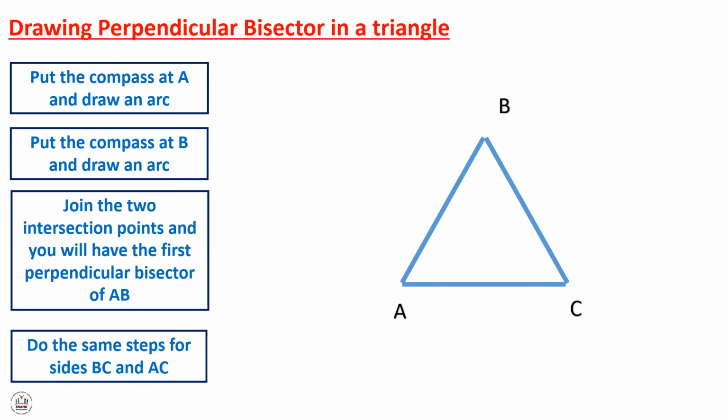Now let's draw the three perpendicular bisectors of a triangle by using the second method, or by using a compass, of course. If you want to start by drawing the perpendicular bisector for side AB, we need to put the pin of the compass at point A and we draw an arc.